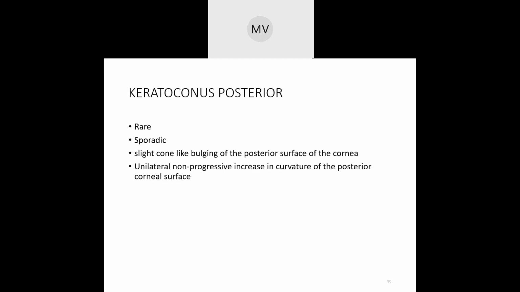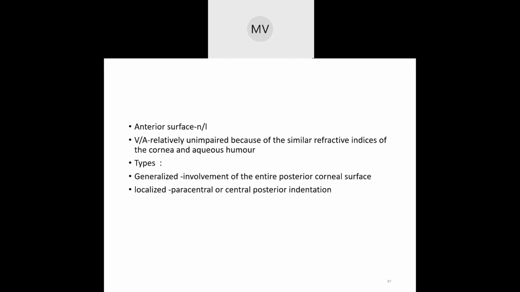Slight cone-like bulging in the posterior surface of the cornea can be observed. Unilateral, non-progressive increase in curvature of the posterior corneal surface can also be observed. In the anterior surface, we won't be able to see any such changes. Visual acuity is relatively unimpaired because of the similar refractive indexes of the cornea and the aqueous humor.